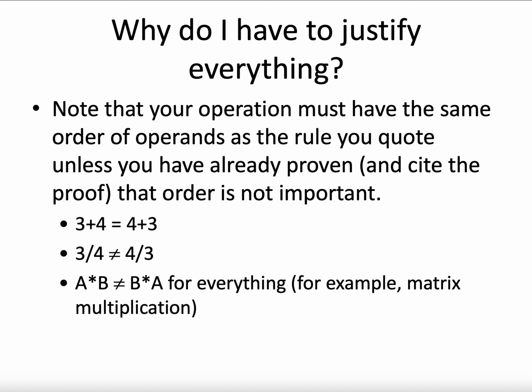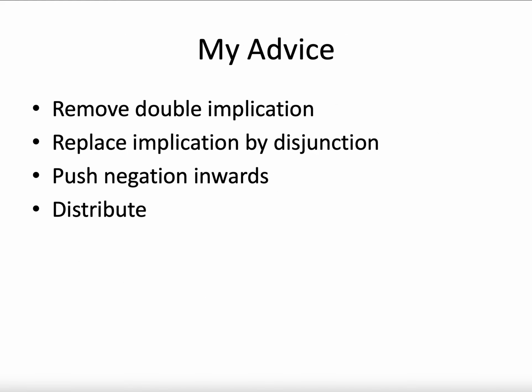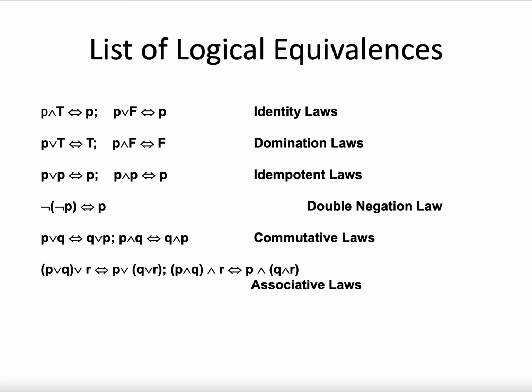Now if you look at basically logical connectives, A multiplied by B is not equal to B multiplied by A for everything. For example, if you have a matrix multiplication, it will not work. A matrix multiplication is essentially your truth table. You are going to go through it further on in class, so you can see that. So my advice with this, always remove double implication, replace implication by disjunction, push your negation inwards, that way you can actually see what's going on better, and then distribute it.